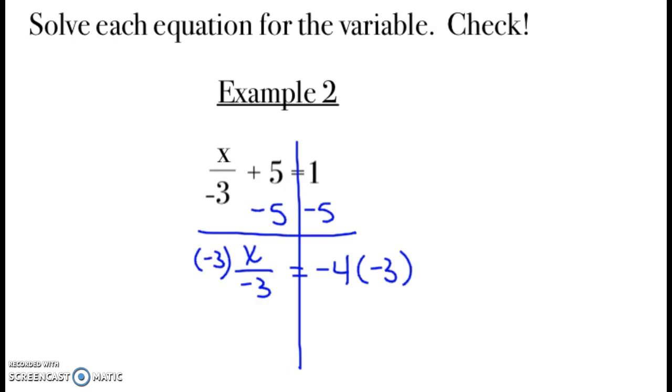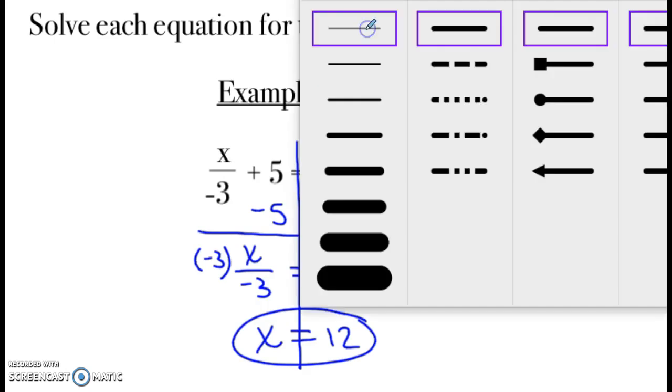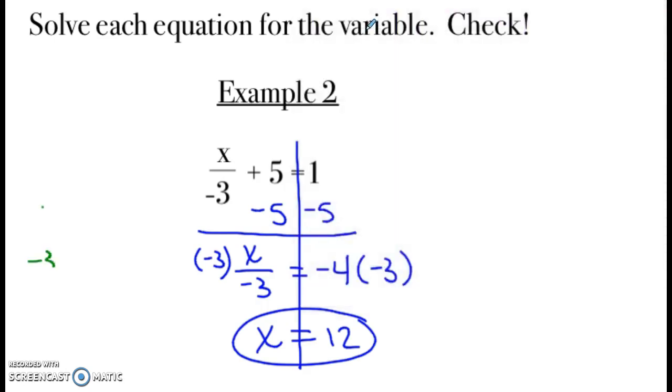All right, x divided by -3, then times -3, that's just x. -4 times -3 is 12. Some people have a hard time seeing this x on the left. Like when I multiply by -3, I'm multiplying by -3 over 1.